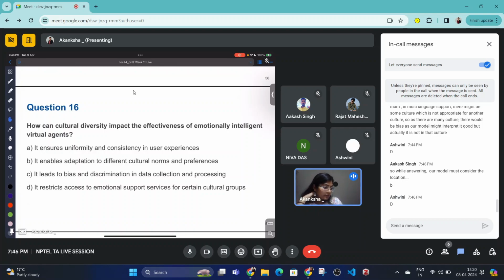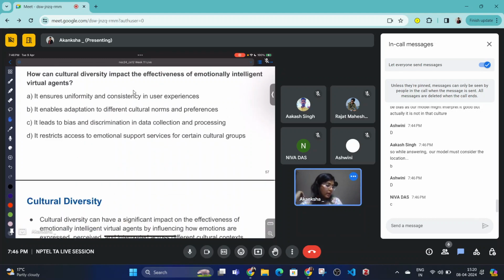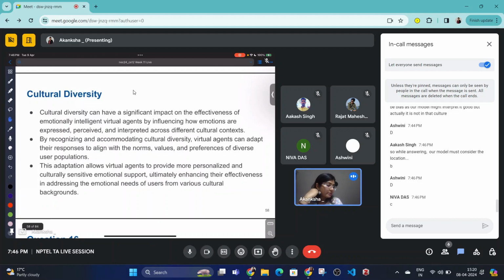So in this 16th question, cultural diversity can have a significant impact on the effectiveness of emotionally intelligent virtual agents by influencing how emotions are expressed, perceived, and interpreted across different cultural contexts. So if we include more cultural contexts, then we are able to adapt more virtual agents, more personalized, culturally sensitive emotional support, enhancing their effectiveness in addressing the emotional needs of users from various backgrounds.